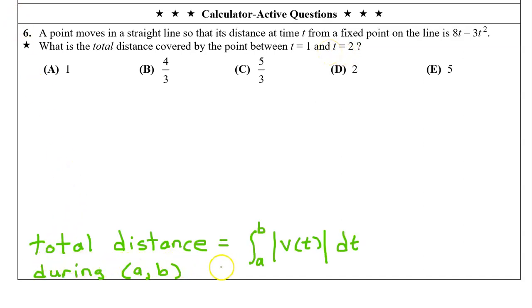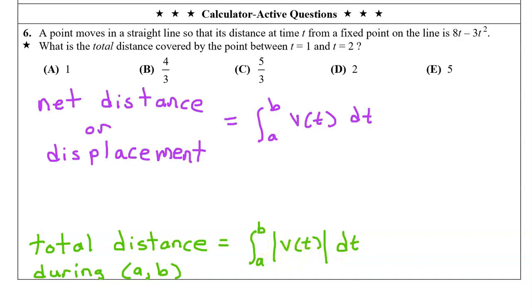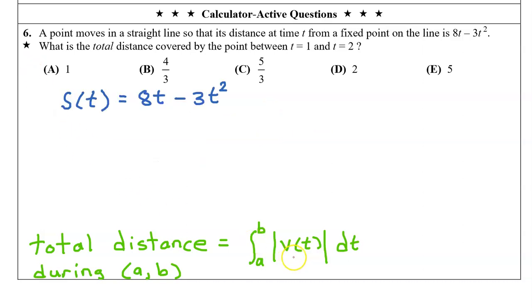Here are some notes that you need to have memorized for this type of problem. The total distance traveled during the interval from a to b is equal to the integral from a to b of the absolute value of the velocity. Without the absolute value, you're talking about net distance or displacement, which is not the same thing as total distance. So what I need is a velocity function, but what I have is a position function. Of course, in order to get the velocity, I can take the derivative of the position. So that's going to be 8 minus 6t.